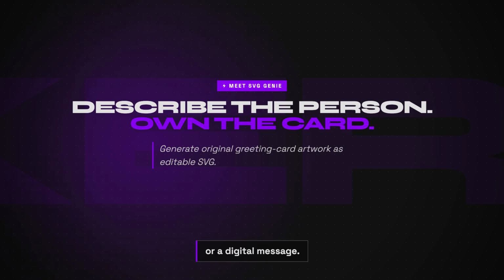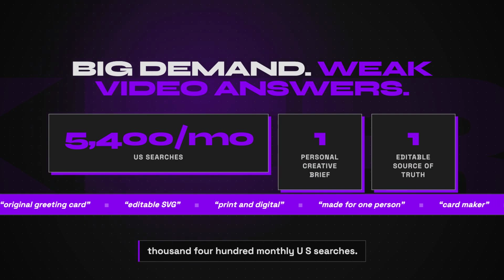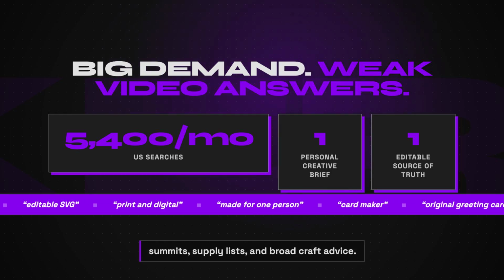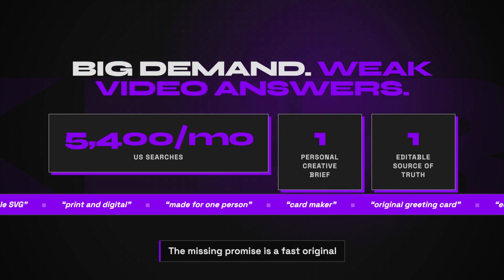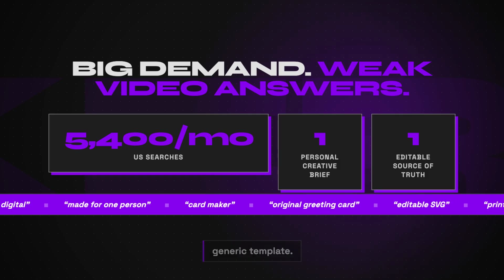Data4CO shows CardMaker at about 5,400 monthly US searches. The current YouTube results focus on card-making summits, supply lists, and broad craft advice. The missing promise is a fast original starting point, editable vector artwork built around your recipient and message instead of another generic template.